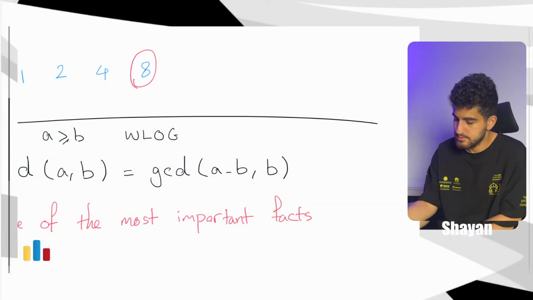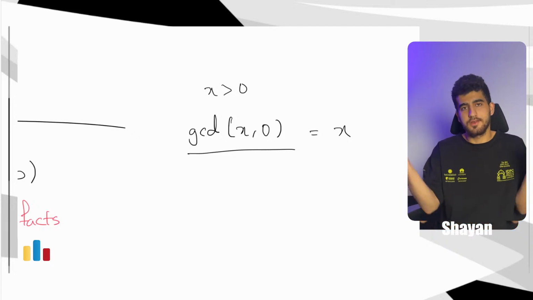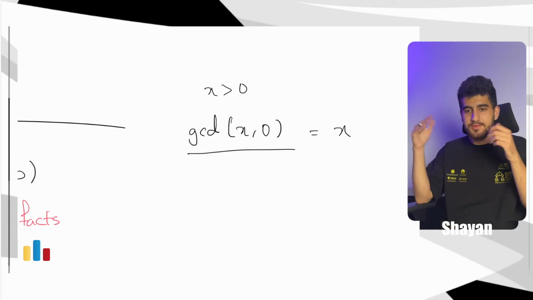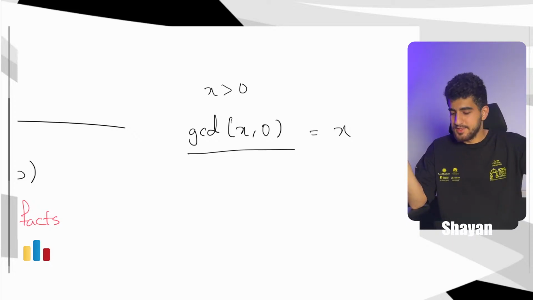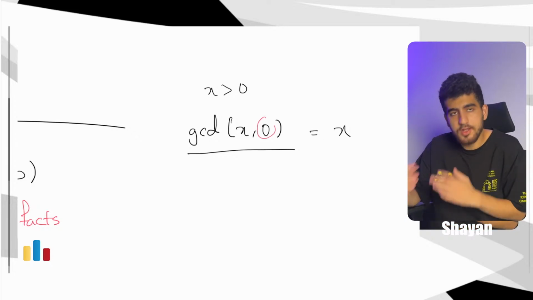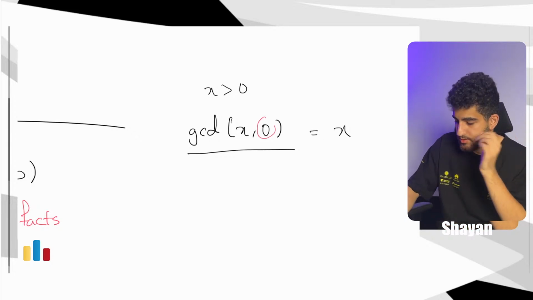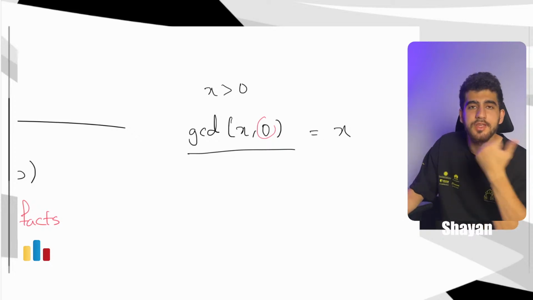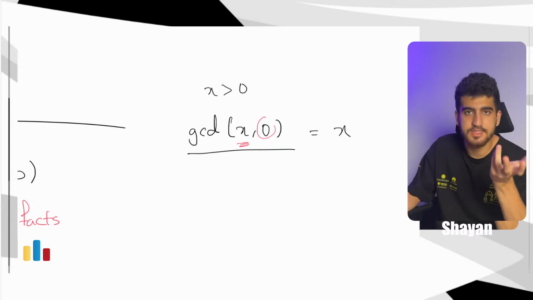Because 0 is divisible by everything. I mean, 0 is the best number. You can divide 0 by everything. 0 is the multiple of every integer. Any number that you choose, 0 is a multiple of that, because 0 times that number is 0. So it's going to be equal to the other number, because for the other number, the greatest divisor of x is x itself.